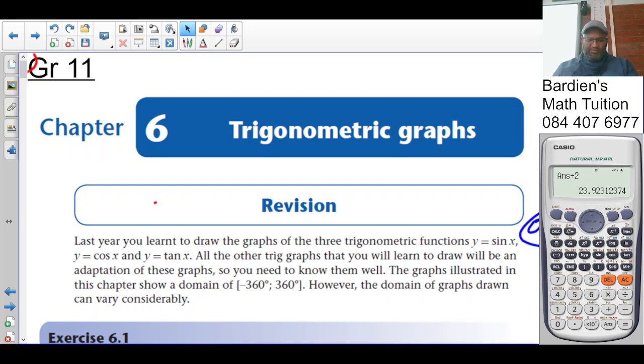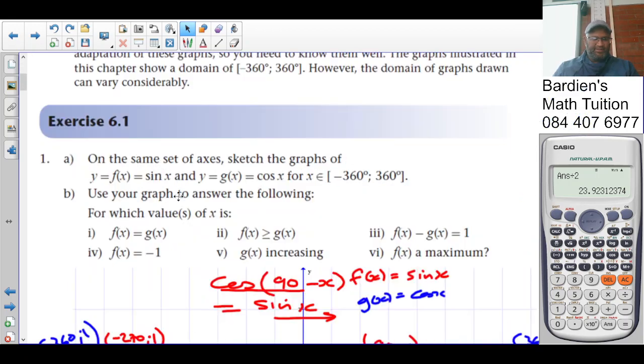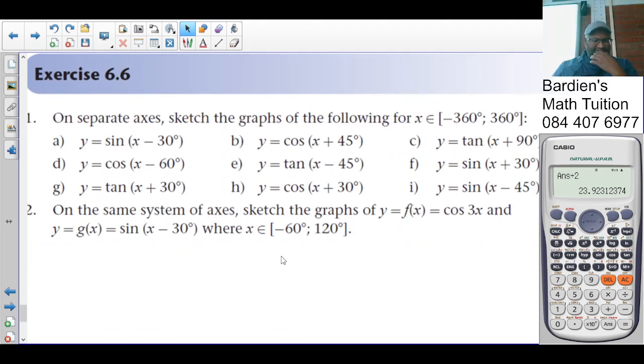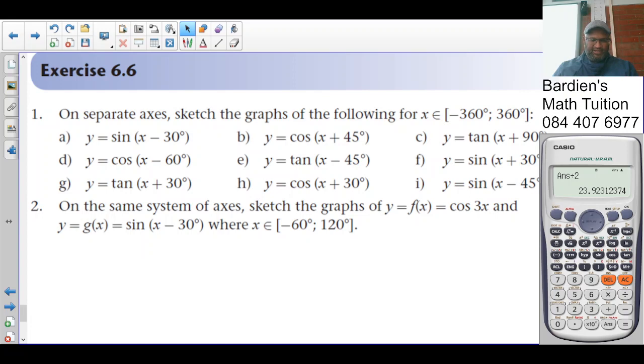I would like you guys to do exercise 6.6. You do for me number 1, the first column. And then you do for me number 2. And then number 3. I'm going to do 4 now, and you do 5. Okay, you're going to do numbers 1 to 4. I'm going to do number 5 on the board. Is that okay?